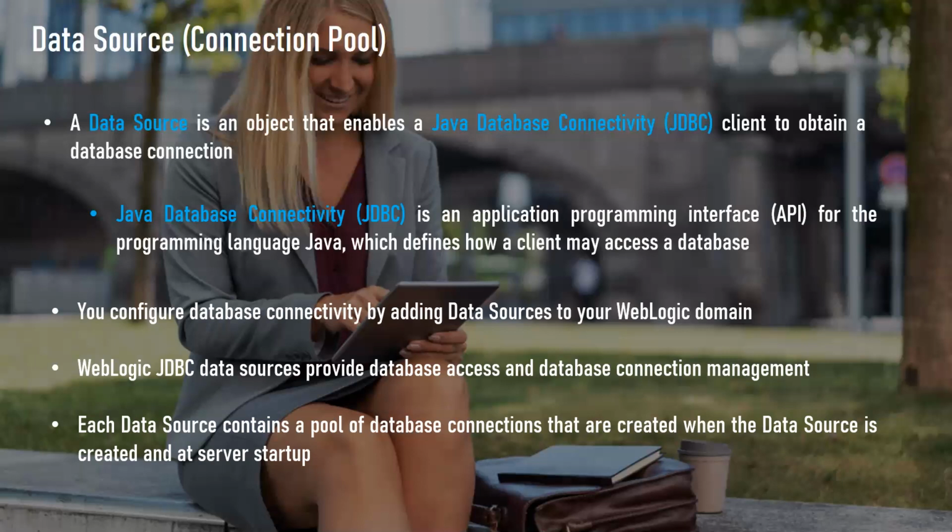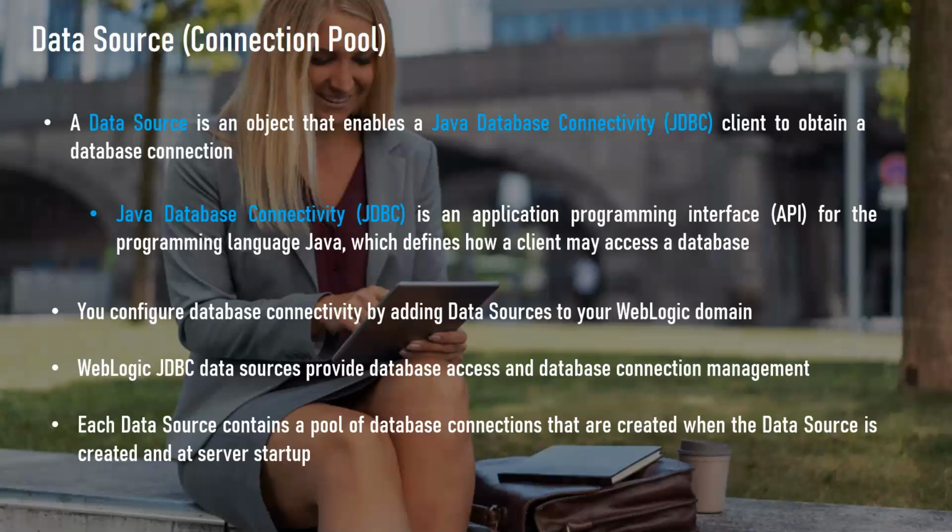Each data source contains a pool of database connections that are created when the data source is created at server startup. So when we create a data source, we define certain connection limits, the number of connections it creates from the database. For example, you have certain session parameters in the database where you allow a number of users to connect. When we define a data source, you have to define a minimum and maximum number of connections which can be created from the database.